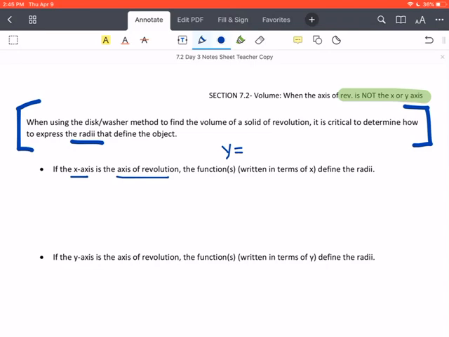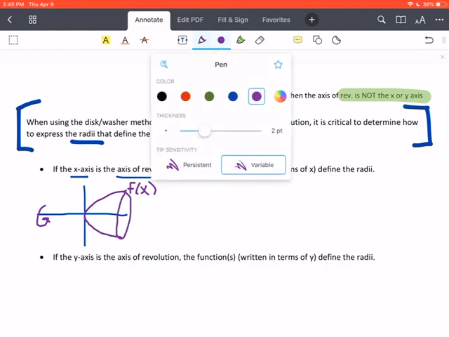So if we look at an example, we're going to draw a lot of examples, so bear with me today. It's going to be tedious, but I think it'll be really helpful. And we have just one function. Let's start with one function. Let's call that f of x. And we want to rotate f of x around the x-axis. Okay, so we can picture that rotation occurring. But what is going to define the radius in this case?